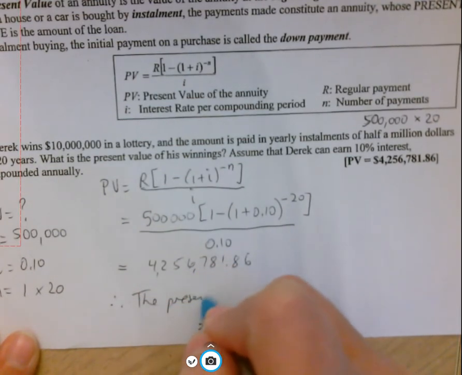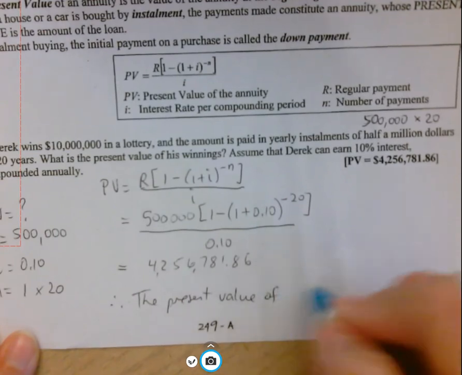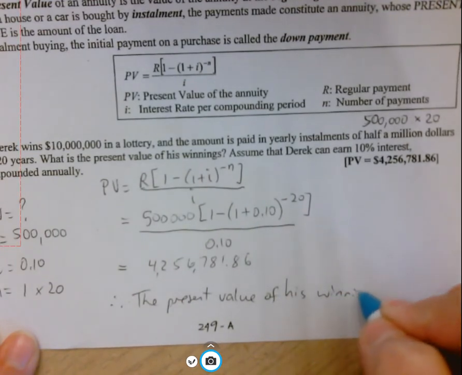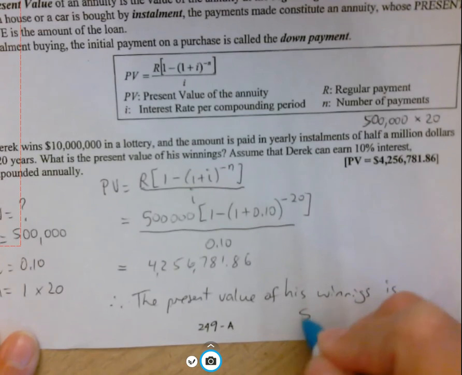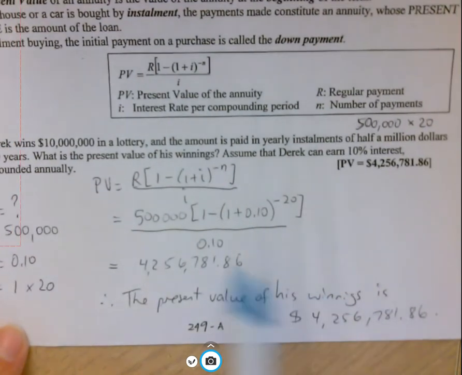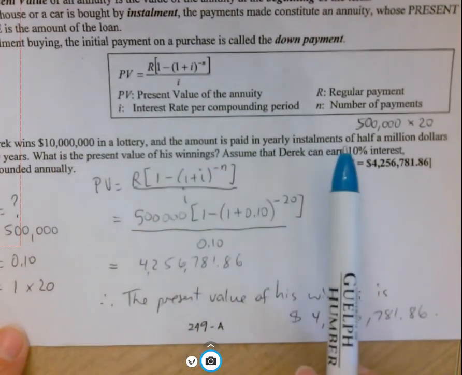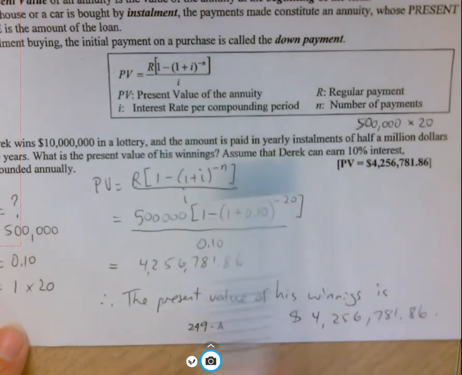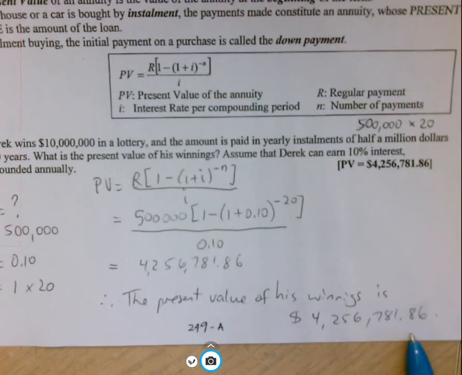So the present value of his winnings is $4,256,781.86. And we can see that that's a lot less than 10 million, which means that if he took the yearly installments, then they're really only worth this much today. So whatever they offer him as a lump sum, he can compare to this because that's what his payments are going to be worth today.